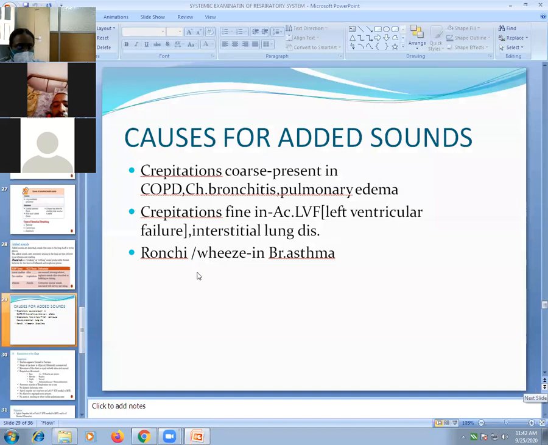Now causes for added sounds. Crepitations are coarse and fine. Coarse crepitations are very common in COPD patients, bronchitis patients, and pulmonary edema. Fine crepitations are seen in acute left ventricular failure at the bases of the lung and in interstitial lung disease. So for coarse crepitations, the most common cause is COPD, bronchitis. Fine crepitations: acute left ventricular failure, interstitial lung disease.